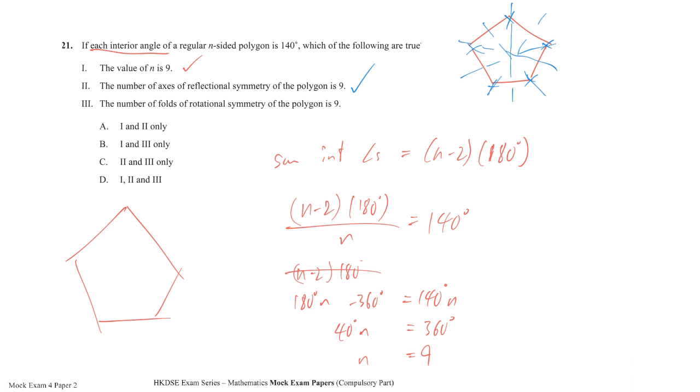And then for the rotational symmetry, this vertex is fixed, let's say, and then this will move here, this will move here. So it will repeat 9 times, the same as the number of sides. So this is also correct. The answer is D. It's okay. Any other questions?